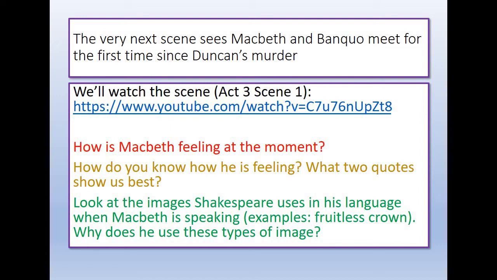Thence to be wretched with an unlineal hand, no son of mine succeeding. If it be so, for Banquo's issue I have filed my mind. For them the gracious Duncan have I murdered. Put rancours in the vessel of my peace only for them, and mine eternal jewel given to the common enemy of man, to make them kings, the seed of Banquo kings. Rather than so, come fate into the list, and champion me to the utterance. Who's there?